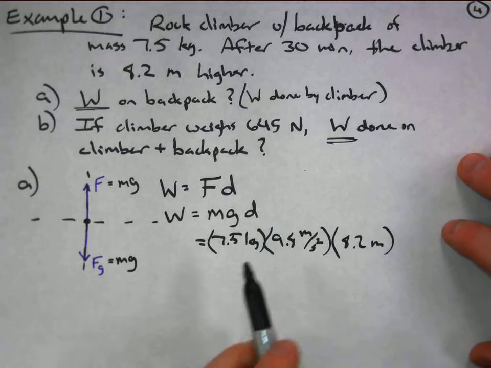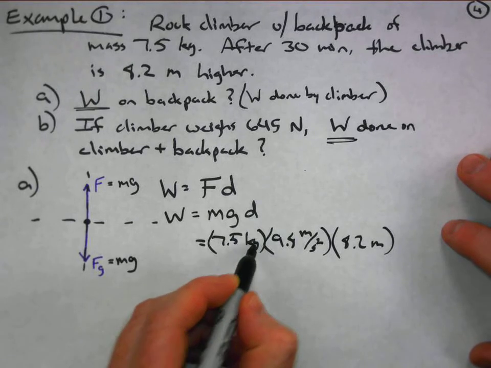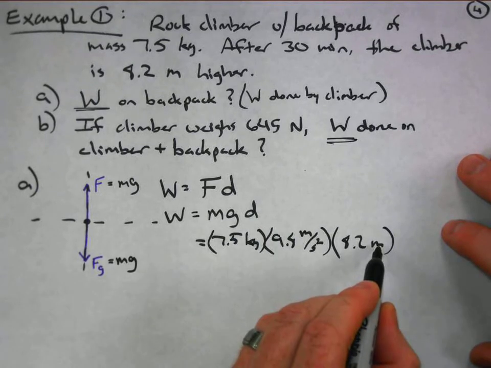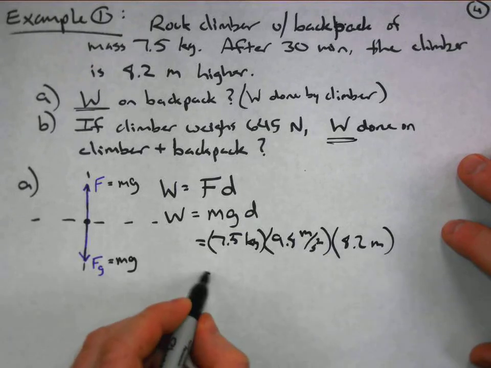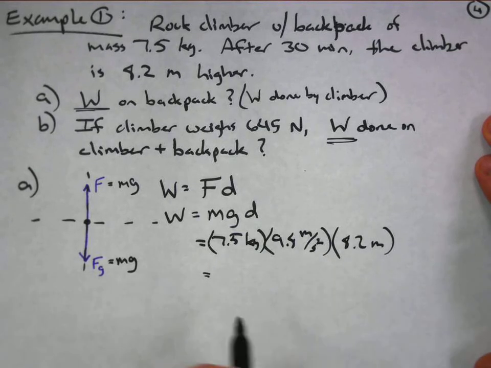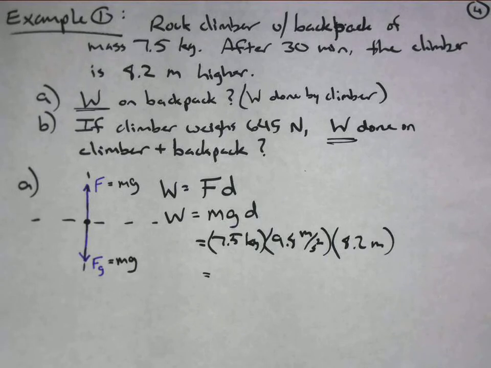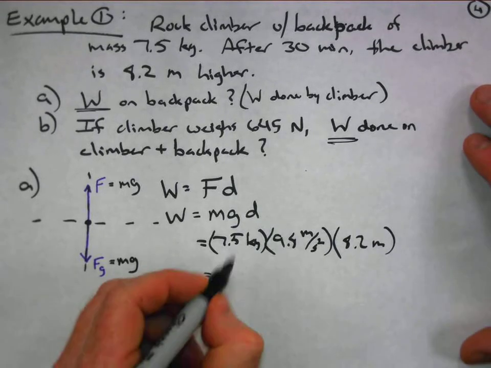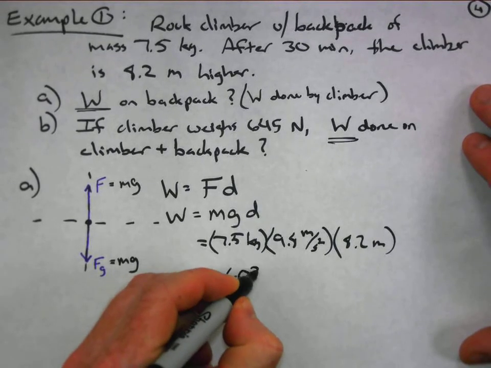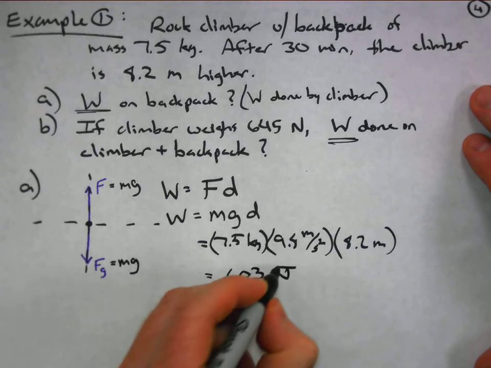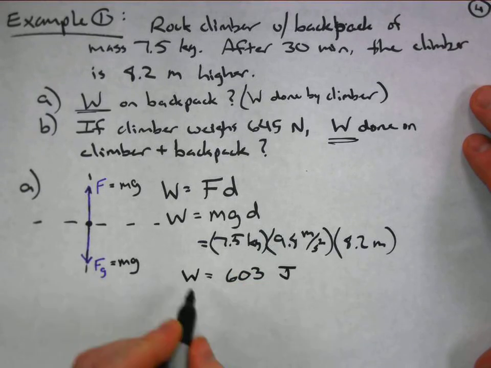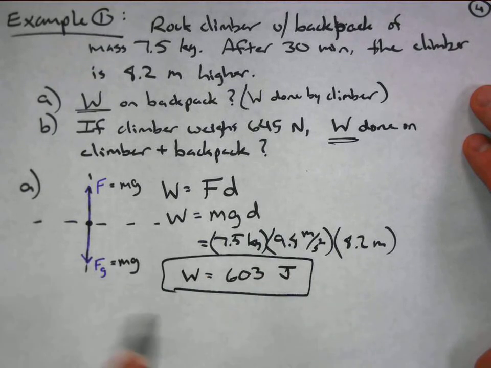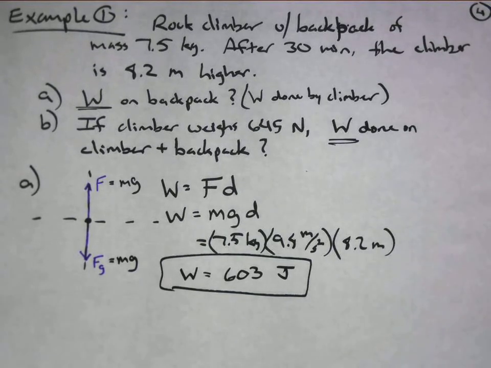So looking at this, I should get a kilogram meter squared per second squared. That's how I can check that I've got it set up right. The units all work out. Okay, so I do this math, and I get right around 603 joules of work on the backpack. I have an answer for part A. Pretty straightforward.